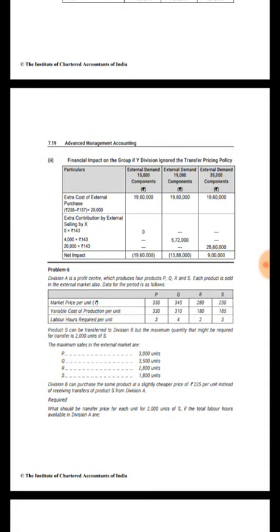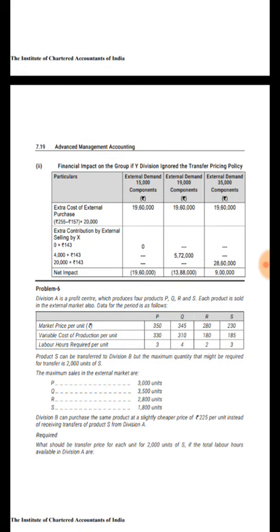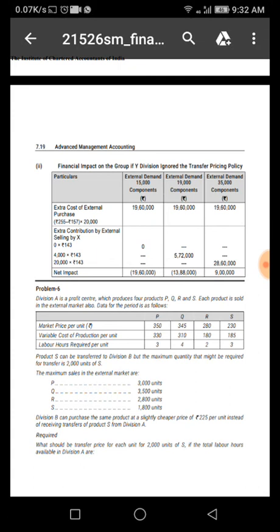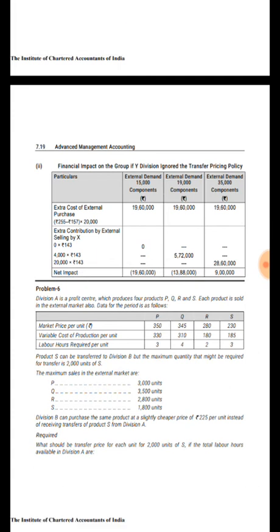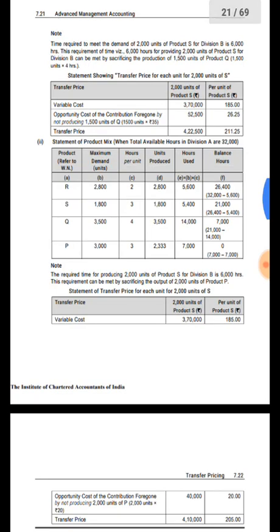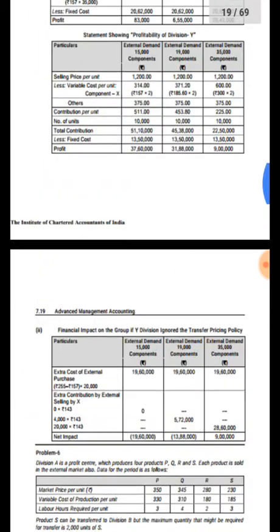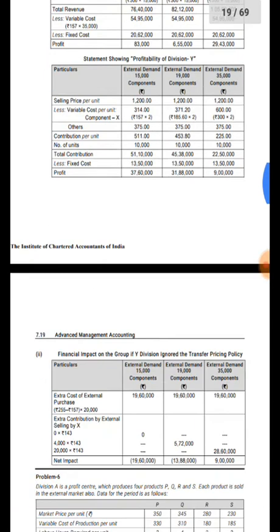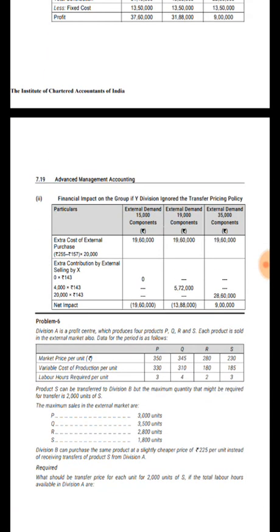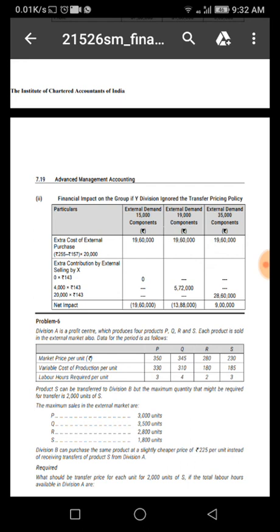Full 35 they can sell outside. So the 20,000 additional which they have not got, that will sell outside. 20,000 into 143, 28 lakh 60,000. Once again, 28 lakh 60,000. Okay, so the net impact is this: here minus 19 lakh 60, here minus 13 lakh 88, here 9 lakh. That's it. End of the question.